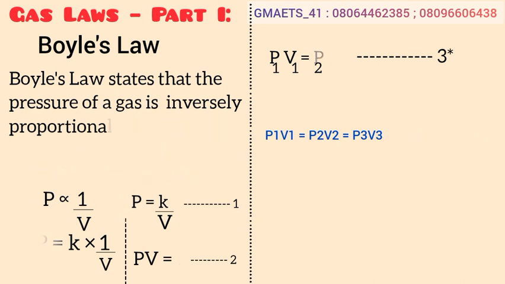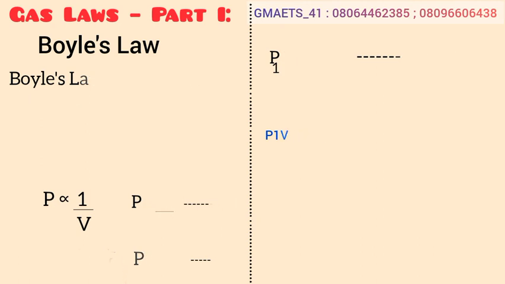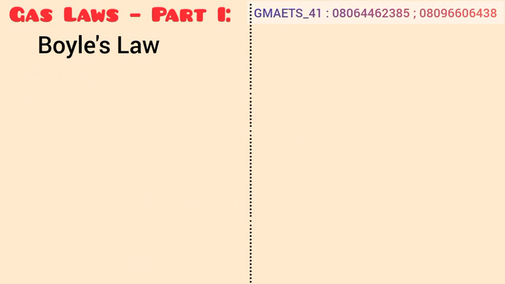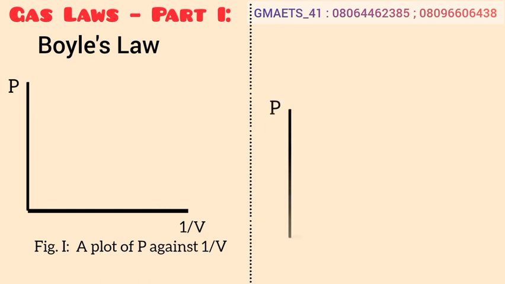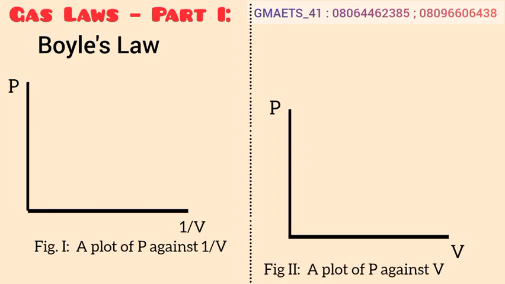At this point, I would like us to take a look at two graphical representations of Boyle's law statement. In one of the graphs, we are going to see pressure plotted against 1 over V. And in the second graph, we would see pressure plotted directly against V, volume. Our interest is to see the shape of the graph in these two cases.